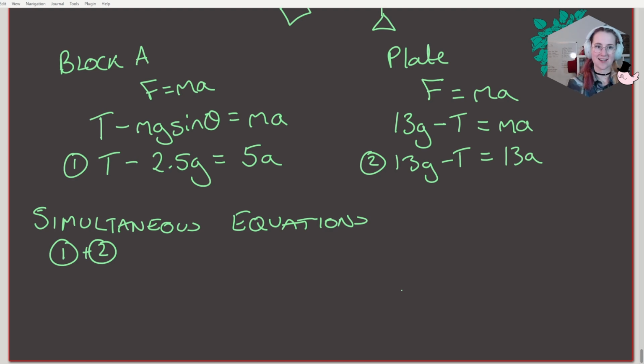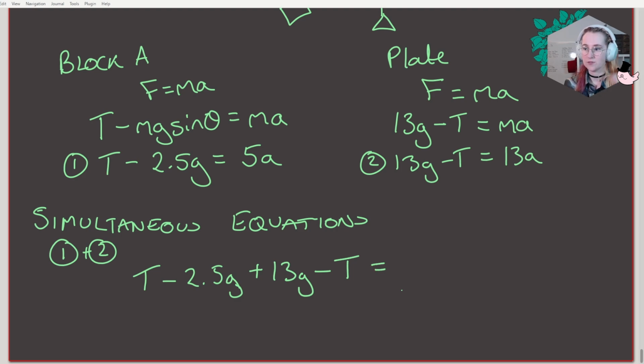So when we add equations, add everything on the left-hand side and then add everything on the right-hand side. So we get T minus 2.5g plus 13g minus T is 5a plus 13a. Okay. So cancelling this, the T's cancel. So we get 13 minus 2.5, which should be 10.5g.